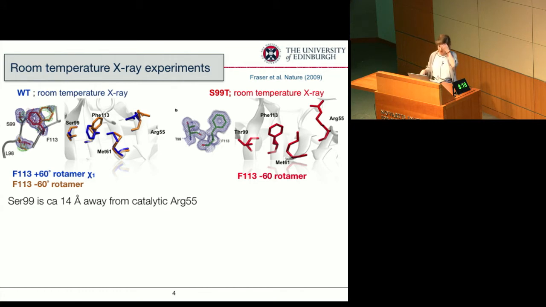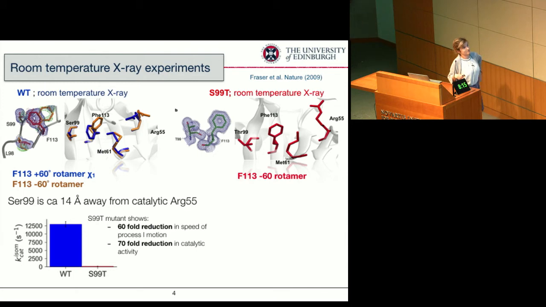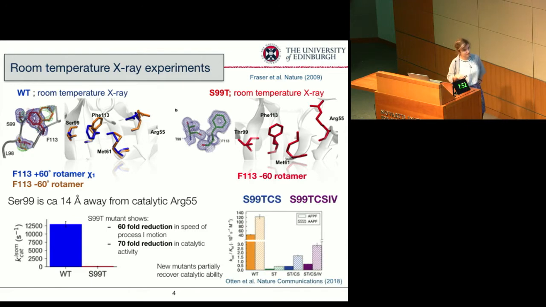Then they measured the effect of this mutation, and indeed, there was a 60-fold reduction in the speed of the group 1 motion, these group 1 residues, and a 70-fold reduction in catalytic activity. And then earlier this year, another paper was published in Nature Communications by Otten et al., where they designed a further set of mutants that partially recover this catalytic activity.